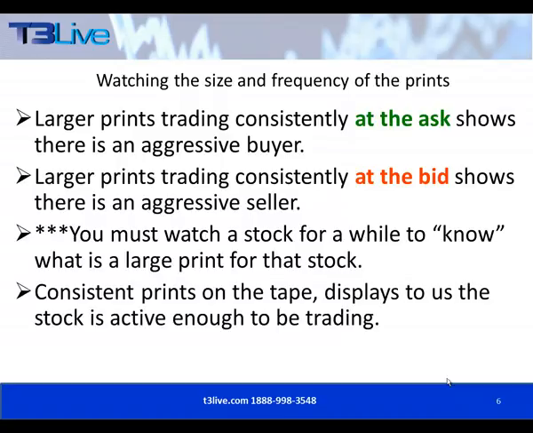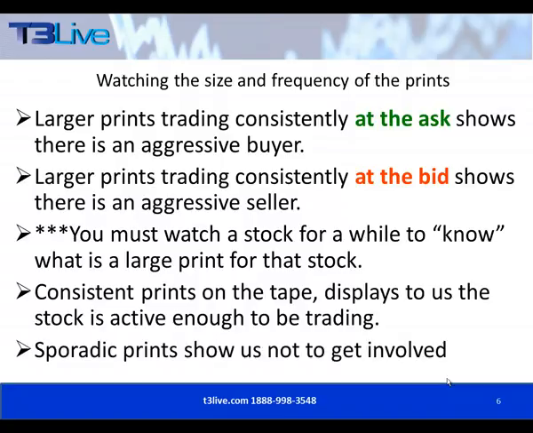Okay? All right, so consistent prints on the tape, consistent activity, consistent urgency display to us the stock is active enough to be trading. Think about this from just a common sense point of view. If there are consistent prints, there's a lot of activity. Other people are involved. Sporadic prints shows us not to get involved because there's nobody else trading it. Why would you actively trade a stock? Nobody else is trading. It doesn't make any sense.